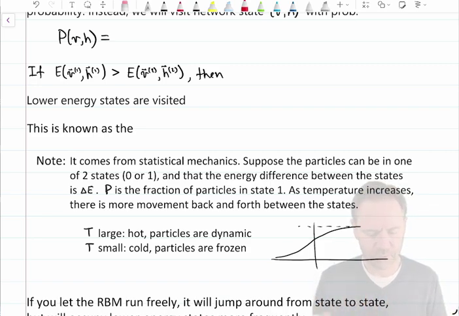As the temperature increases, there's more and more movement back and forth. When you increase the temperature of something, it's more dynamic and more things are changing. When you turn the temperature down, the particles move less and become more fixed and less likely to change. So that's why in this model, at a hot temperature, the particles move a lot, and it flattens that logistic curve.